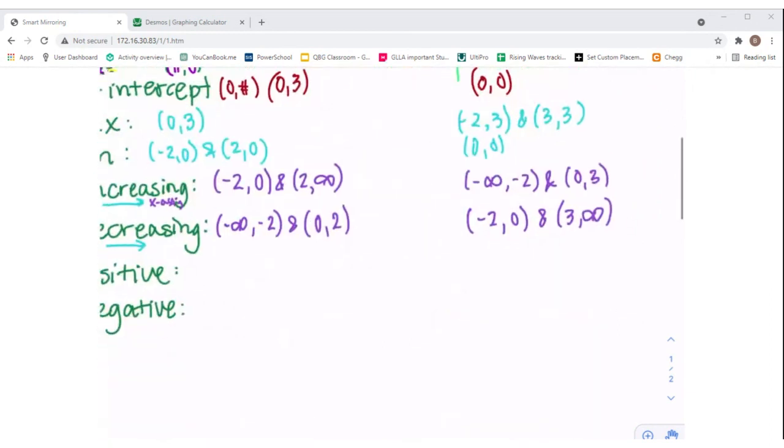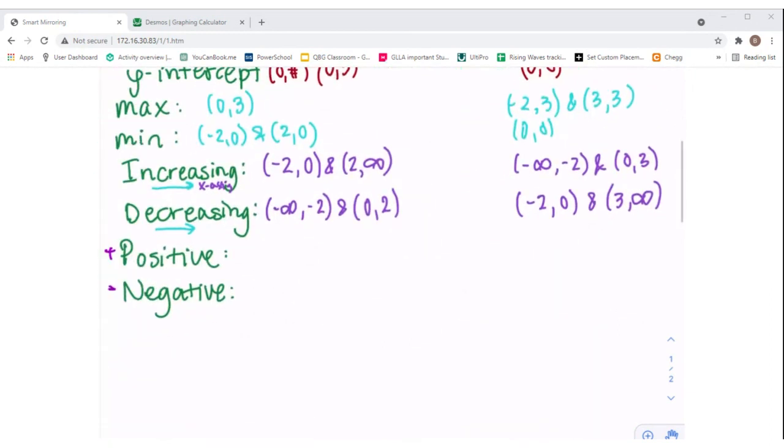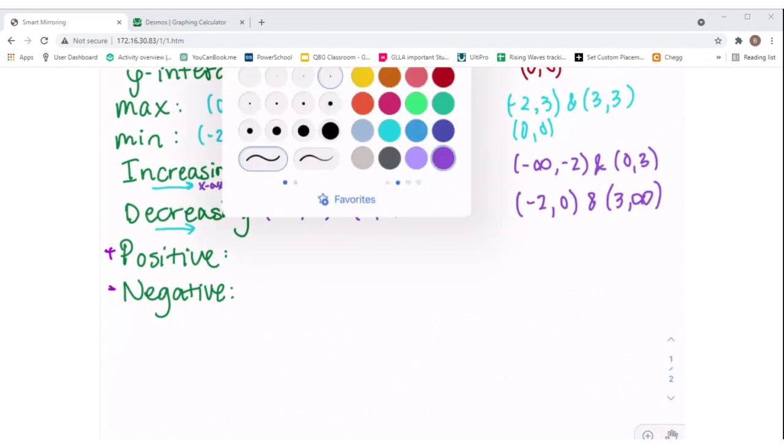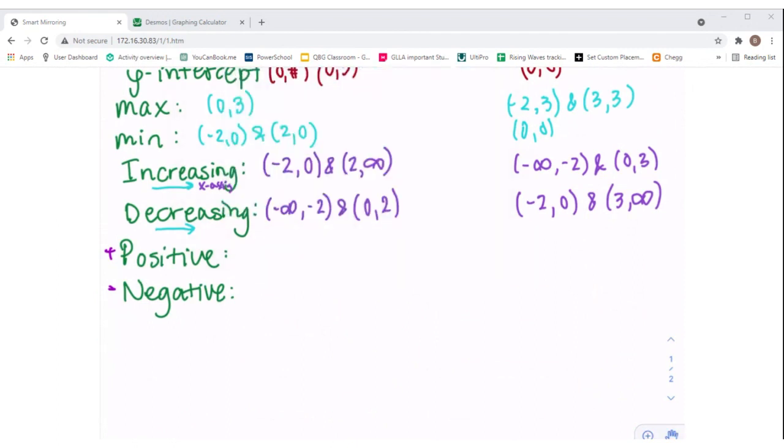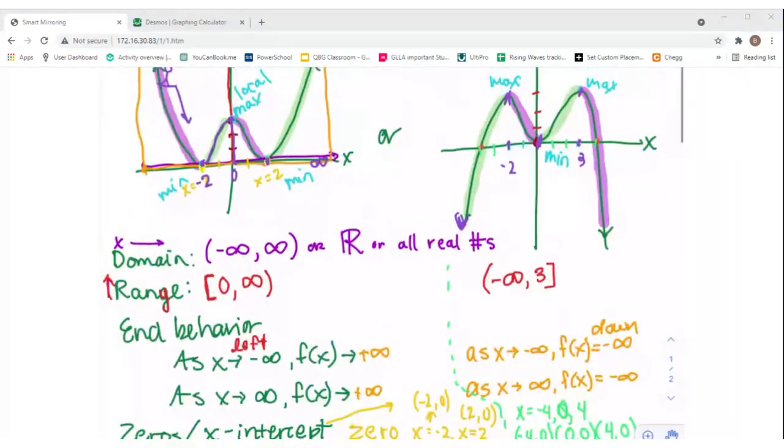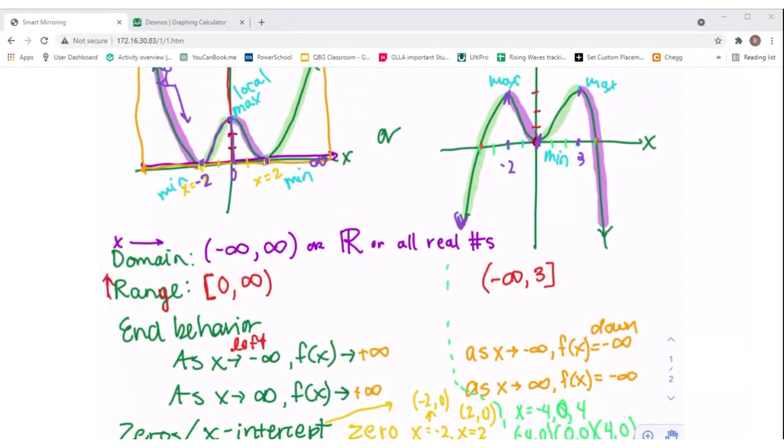Okay, this is the last thing and the newest thing, and then basically this is the end of the lesson, and we'll just do some examples from there. So this is positive and negative, and positive, negative is also going to be spoken of in terms of intervals, but it's talking about where it's above the x-axis and below.